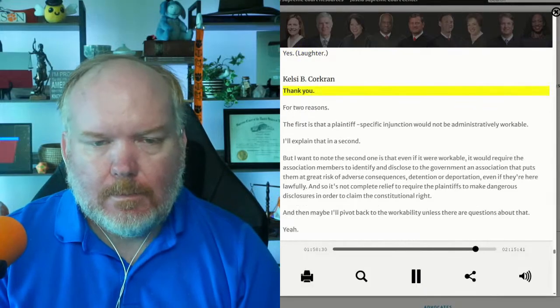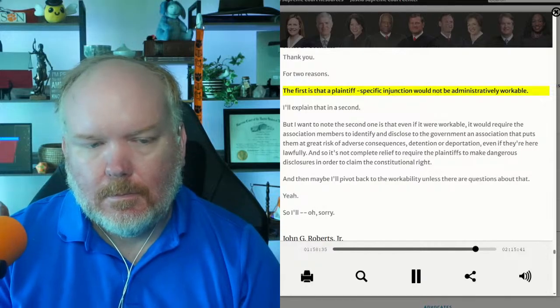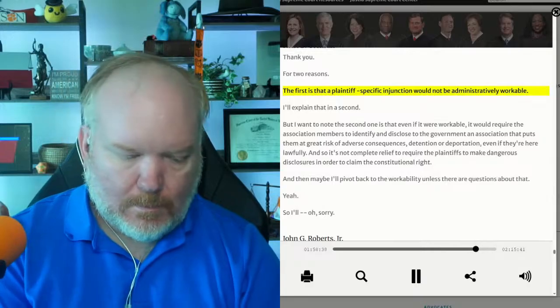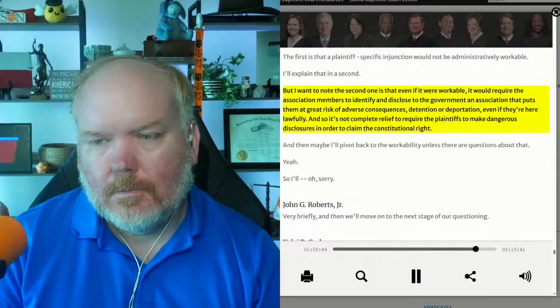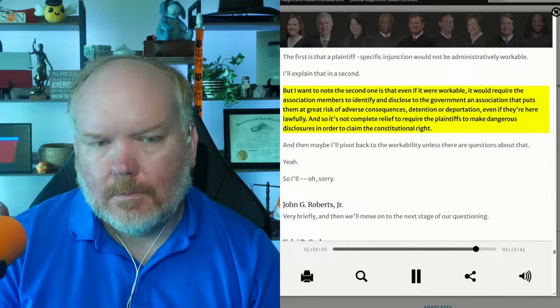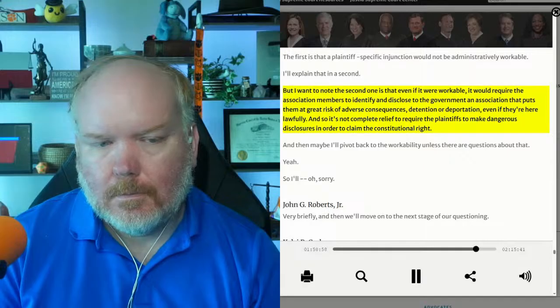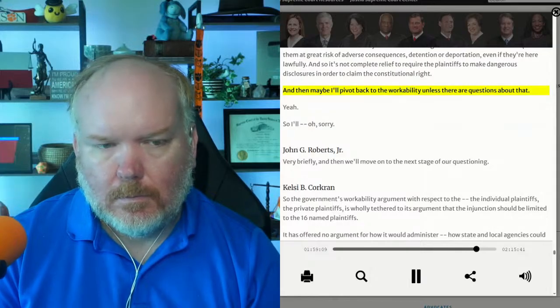Thank you. For two reasons. The first is that a plaintiff-specific injunction would not be administratively workable. I'll explain that in a second, but I want to note the second one is that even if it were workable, it would require the association members to identify and disclose to the government an association that puts them at great risk of adverse consequences, detention or deportation, even if they're here lawfully. And so it's not complete relief to require the plaintiffs to make dangerous disclosures in order to claim the constitutional right. And then maybe I'll pivot back to the workability unless there are questions about that.